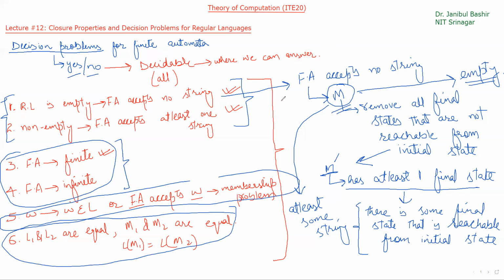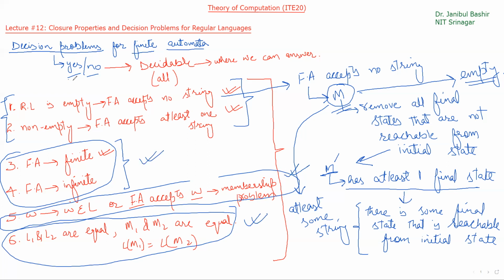So as I have discussed one algorithm here, you have to find the algorithms for these four problems by yourself. Okay, so these are some of the decision problems for finite automata, or we can say for the regular languages. And as I said, decision problems are those problems where we can answer in yes or no. And almost all decision problems for finite automata are decidable. Decidable means that we can answer those problems.